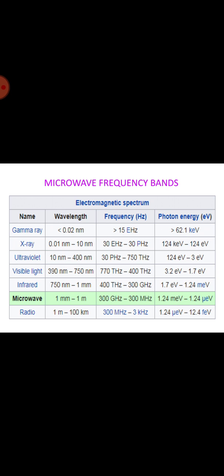This table shows the different electromagnetic spectrum regions with their wavelength, frequency and photon energy. So as I said earlier, the microwave wavelength ranges from 1 millimeter to 1 meter, and its frequency ranges from 300 MHz to 300 GHz. And the photon energy lies between 1.24 milli-electron volt and 1.24 micro-electron volt.